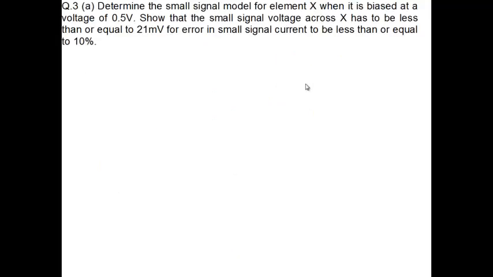The other one was taking the same element X. So this was, if you have to do a DC calculation. Now the other one says determine the small signal model for element X when it is biased at a voltage of 0.5. Show that the small signal voltage across X has to be less than or equal to 21 millivolt for error in the small signal current to be less than or equal to 5% here.